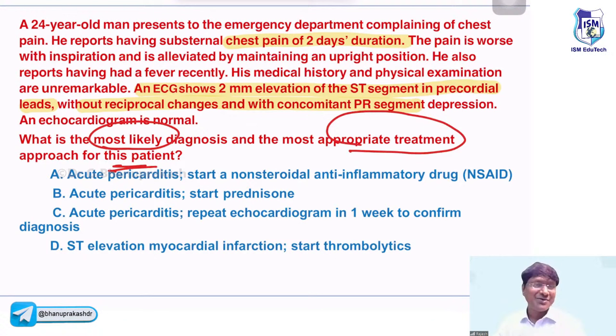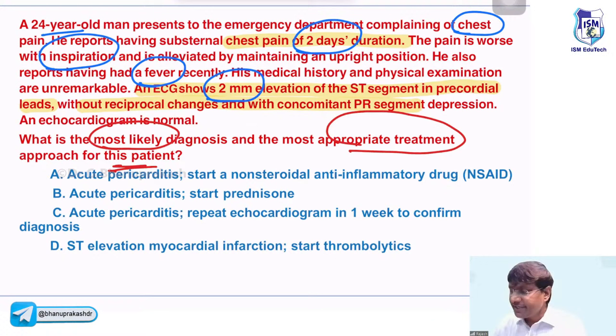So when this question is given, you need to read the entire clinical scenario. A 24-year-old man presents to the emergency department with chest pain. The duration of the chest pain is almost 2 days, and the pain increases with inspiration. The patient also has fever. The ECG shows 2 mm ST segment elevation without reciprocal changes, along with concomitant PR segment depression. Can anyone answer what exactly this is? What is the most likely diagnosis and most appropriate treatment in this patient?